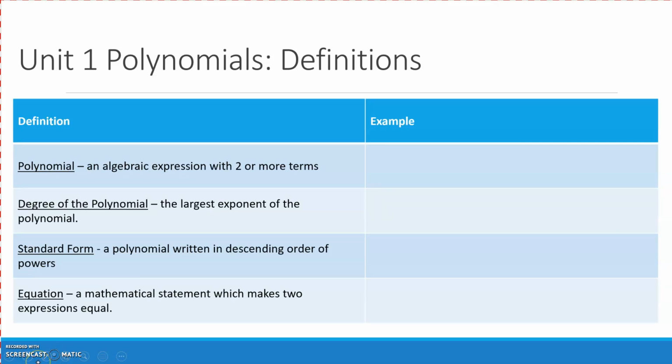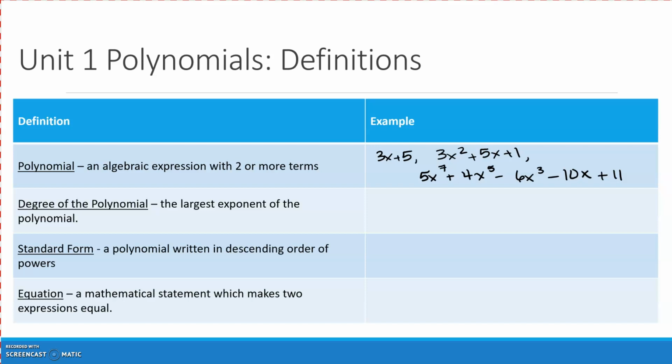Okay, a polynomial. A polynomial is an algebraic expression with 2 or more terms. This could be as simple as 3x plus 5. This could be 3x squared plus 5x plus 1. It could also be 5x to the 7th plus 4x to the 5th minus 6x cubed minus 10x plus 11. Anything with 2 or more terms is a polynomial.